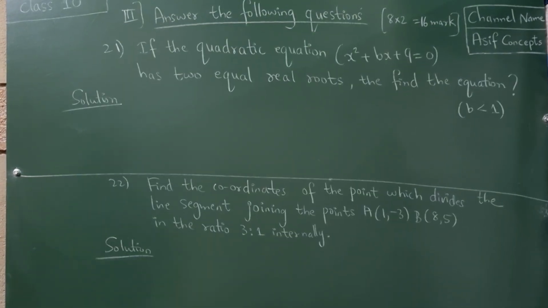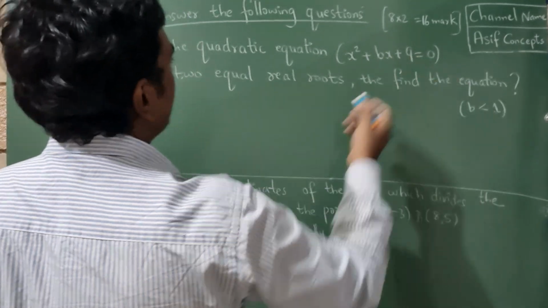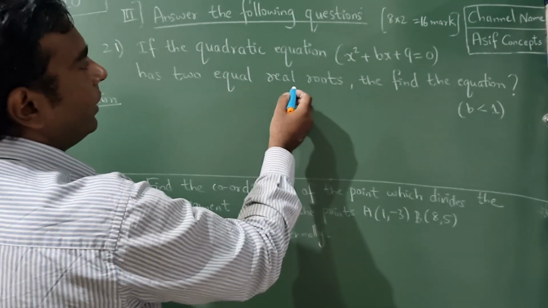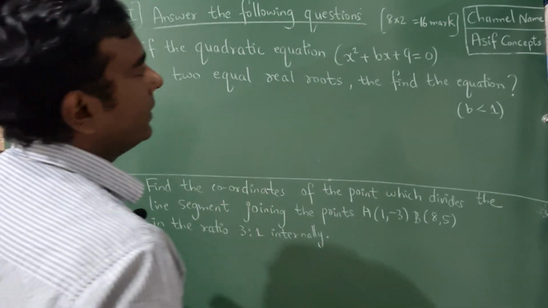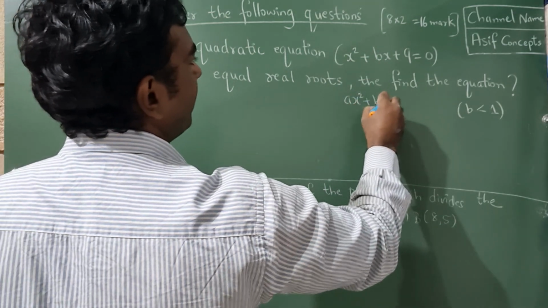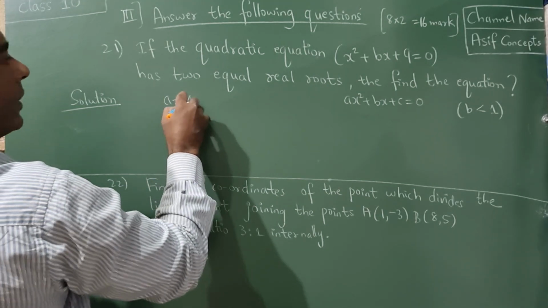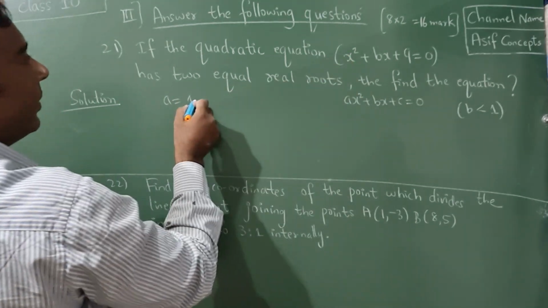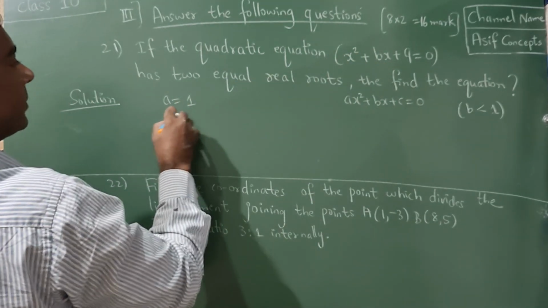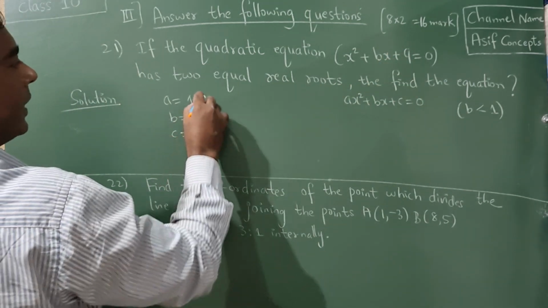Now 21st question is, find the value of b if the quadratic equation x square plus bx plus 9 is equal to 0 has two equal real roots. Now let me compare this with the standard equation. What is the value of a? Since there is nothing written, it will be 1. Now what is the value of b? It is b. And c will be 9.